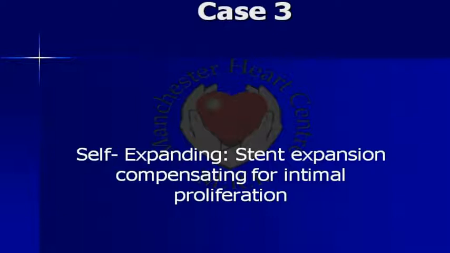Now, the third case illustrates the importance of the property of self-expansion that was alluded to by Dr. Colombo, and the fact that having self-expansion can compensate to some extent if you have any intimal proliferation, in terms of making sure that the luminal diameter still remains adequate.